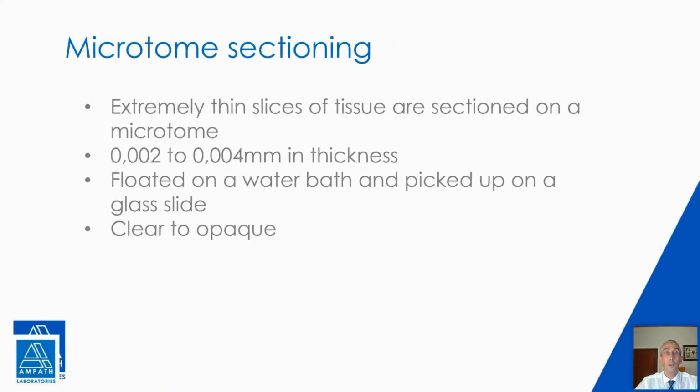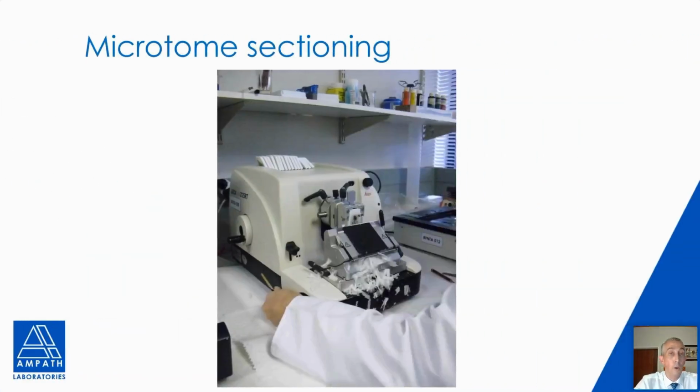Following the embedding, the tissue is then sectioned on a microtome. We produce extremely thin slices of tissue, 2 to 4 micrometer in thickness. These tissue sections are floated on a water bath and then picked up on a glass slide. At this stage, they appear clear. Here is an example of our rotary microtome. All the wax shavings can be seen at the bottom, and then just to the right of the microtome, one can see our water bath.